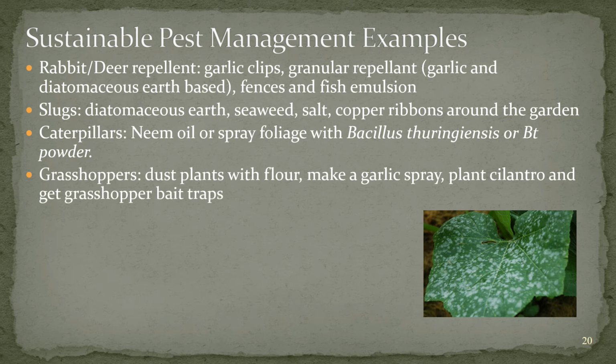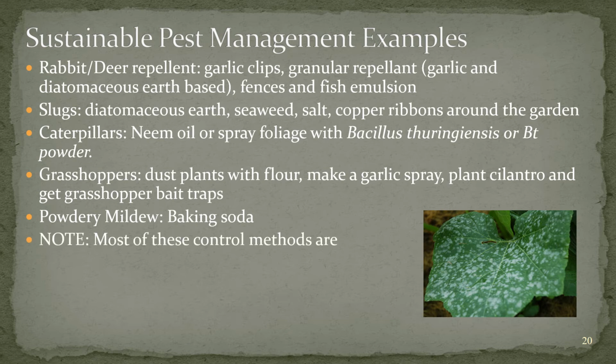Grasshoppers: if you dust your plants with flour, make a garlic spray, plant cilantro, and set out grasshopper bait traps, you can scare them away pretty easily. Powdery mildew can be taken care of by sprinkling plants with baking soda.